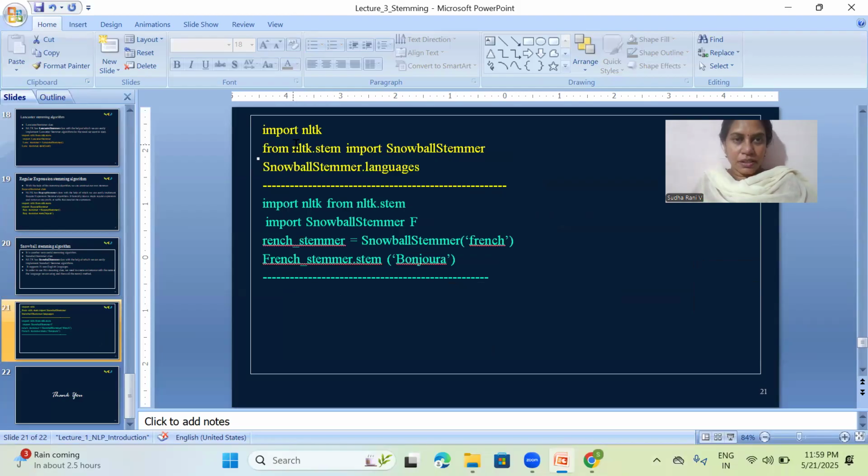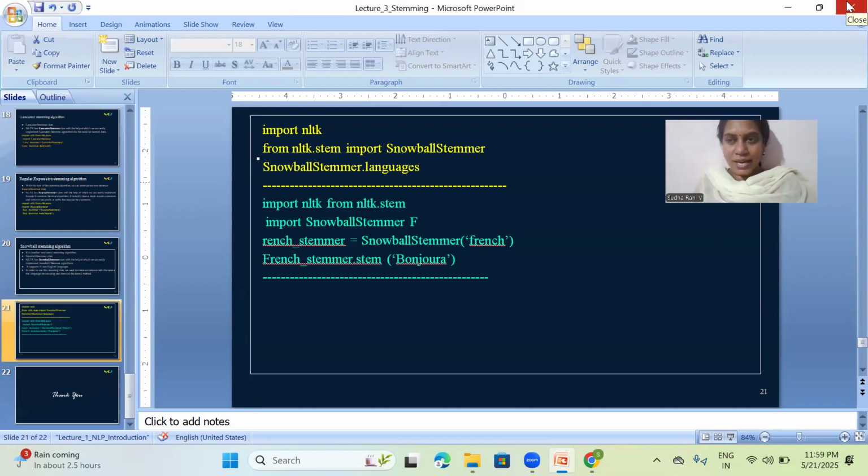See here, import NLTK. This is creating the instance: French stemmer equal to snowball stemmer. See here, I'm defining the language as French. After defining the language, I can give whatever word I want to give. So this is the small explanation regarding stemming. I hope all of you understand.